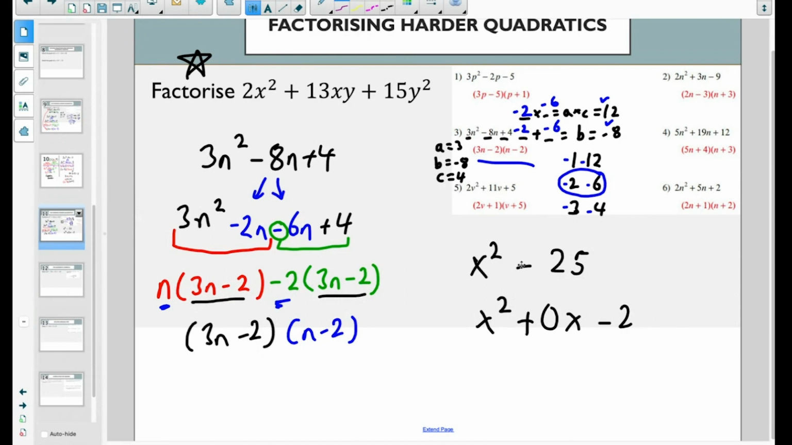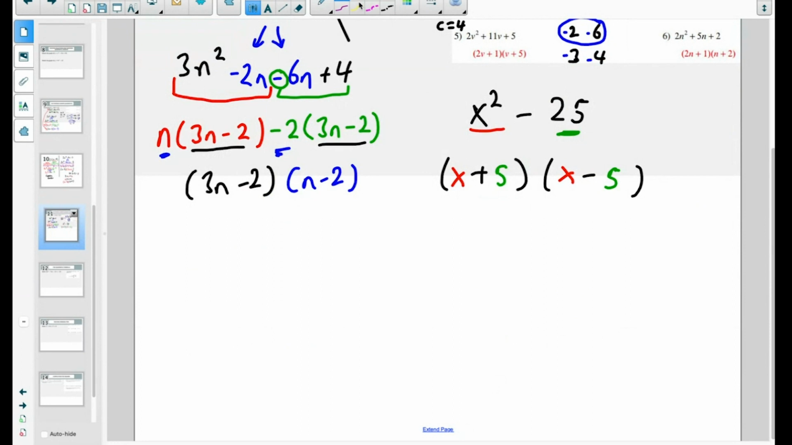But really the shortcut for a difference of two squares is we can see that the square root of this first term, the square root of x squared, is just going to be x. So I'm just going to put an x inside both of my brackets that I'll set up. And we can see here that the square root of 25 is going to be 5. So I'll put a 5 here and here. And we simply just need to put a plus and a minus. And we have factorized the difference of two squares. So that's the shortcut method of factorizing something like that.